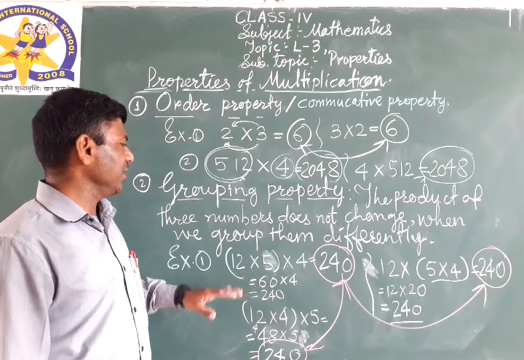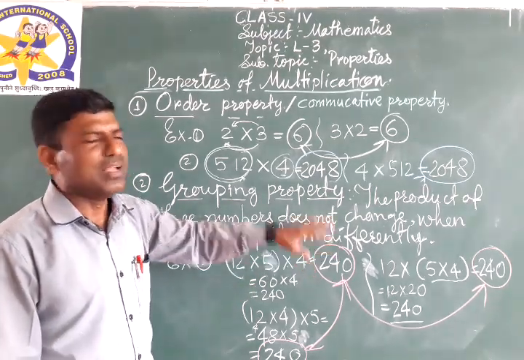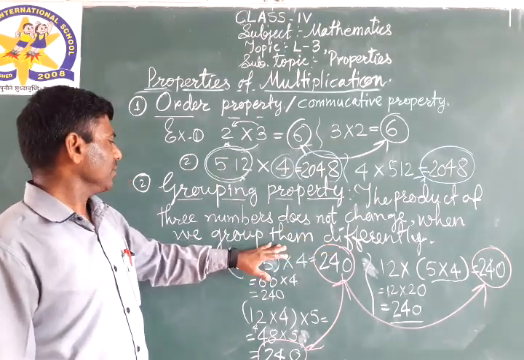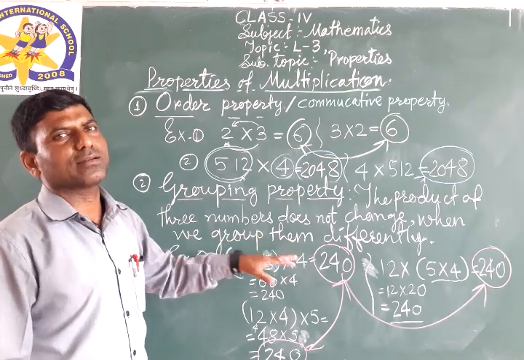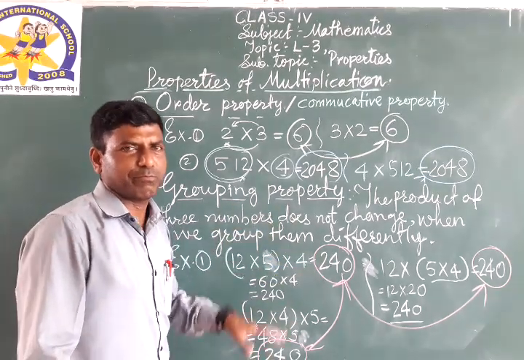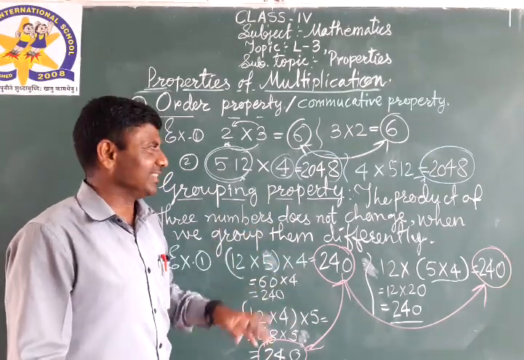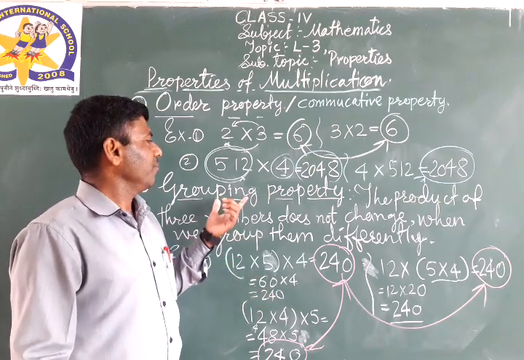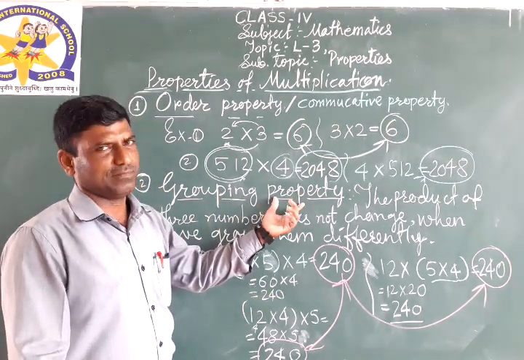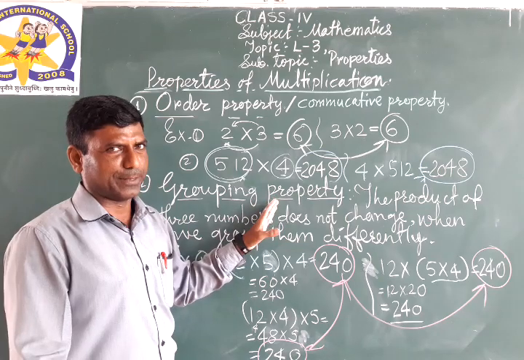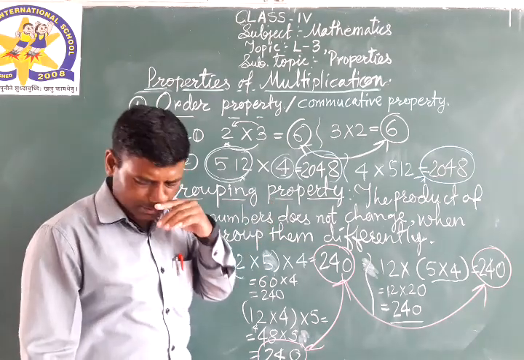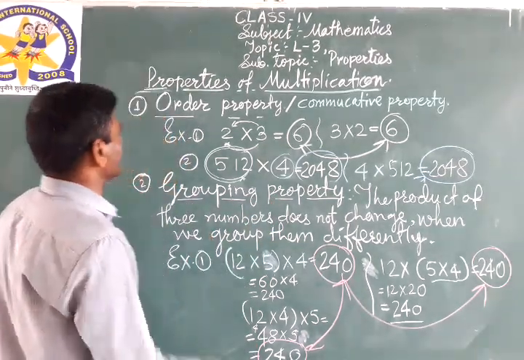It means if we group them differently, then also the product remains same. The product does not change. This is the grouping property. Understand? Grouping property. Okay. Now, next property.